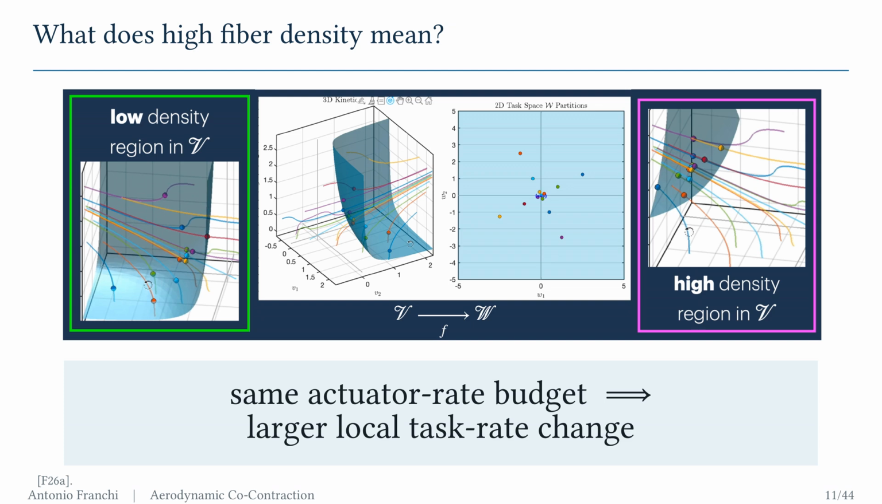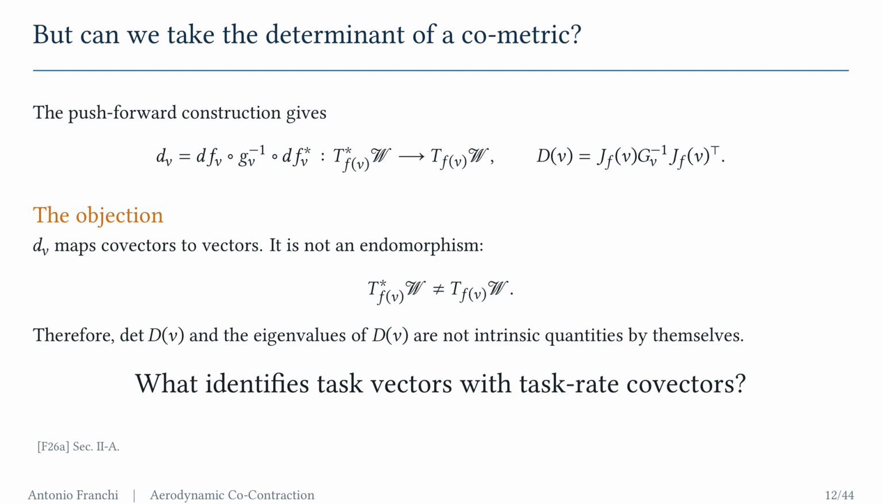Thus, selecting a high-density point on the fiber gives the system greater instantaneous authority to change the task. Before using the determinant as an objective, there is a legitimate geometric objection. The cometric d sub v maps task vectors to task vectors, so its domain and codomain are different spaces. It is not yet an endomorphism.